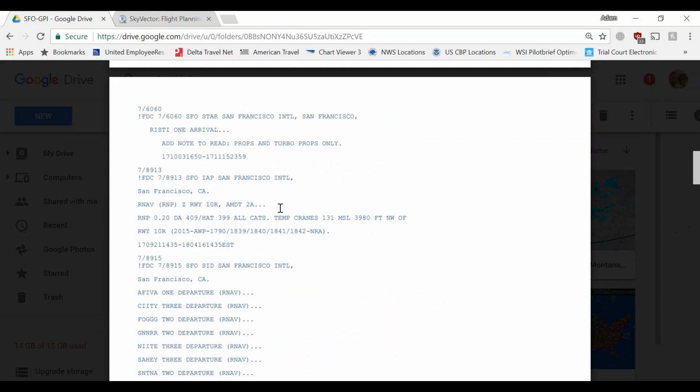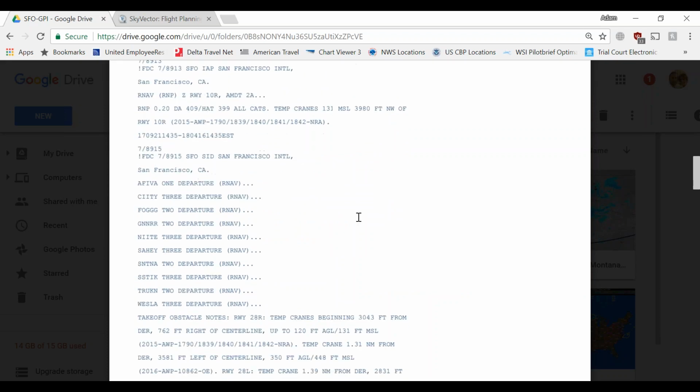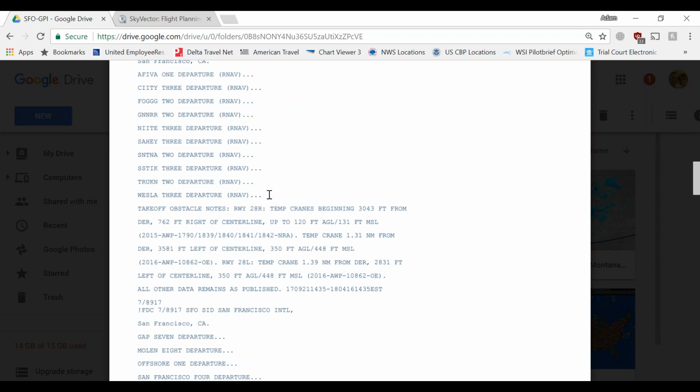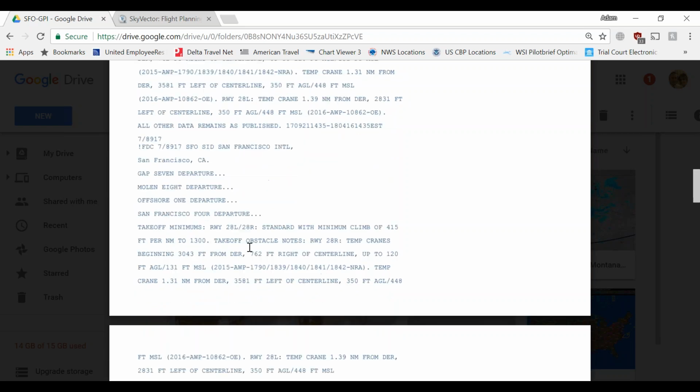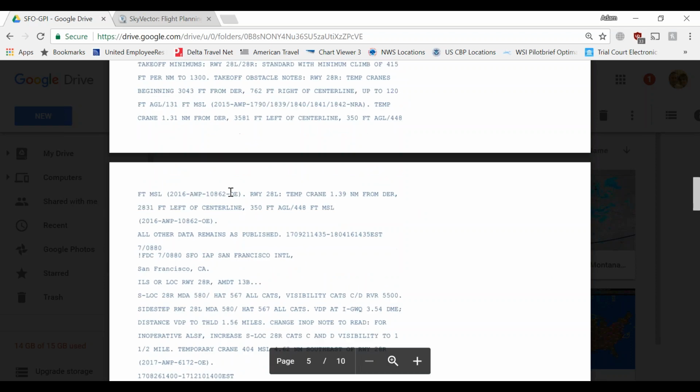That's an approach. These are all SIDs. They're all RNAV, so not of our concern. More takeoff minimum stuff. But once again, good weather, so we shouldn't be concerned about takeoff minimums.